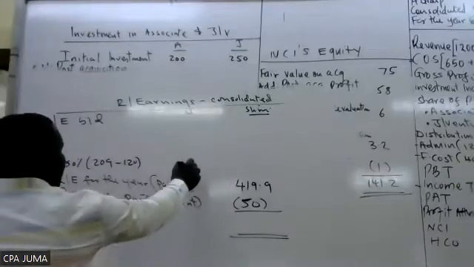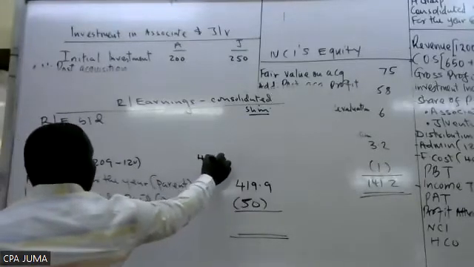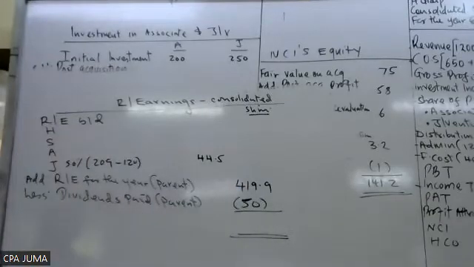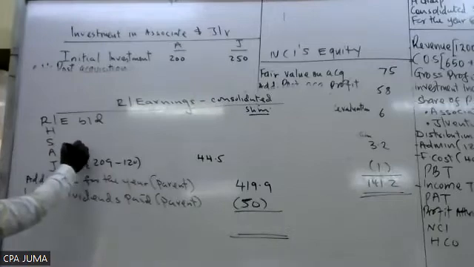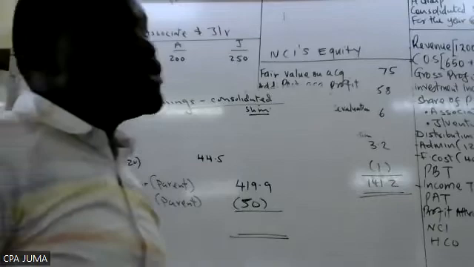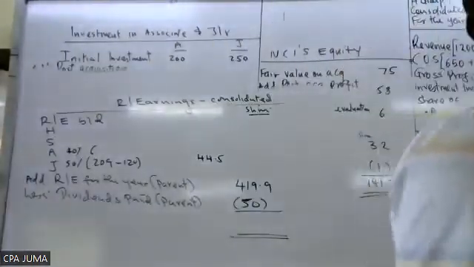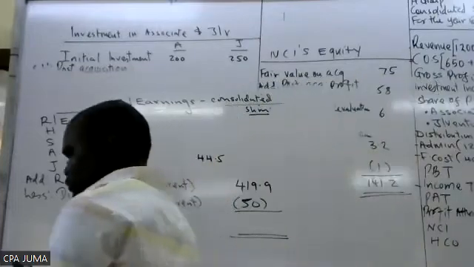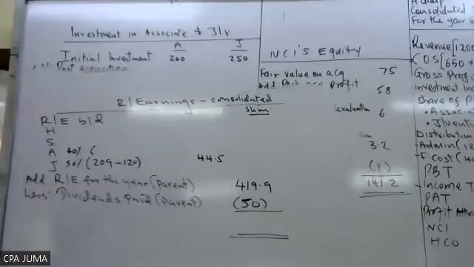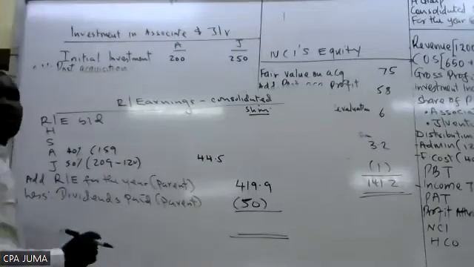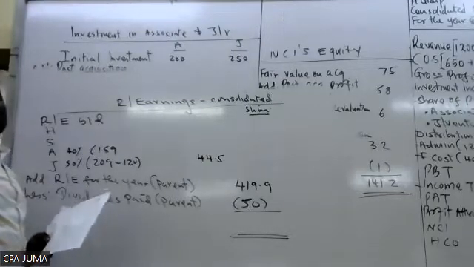44.5. You can bring it here, somewhere here, not to the far end. Then A, the same thing, 40, you take brought down minus pre-acquisition. Pre-acquisition has been taken in goodwill computation, so you ignore. So how much is there brought forward? This 159. You see 159 brought forward for A.